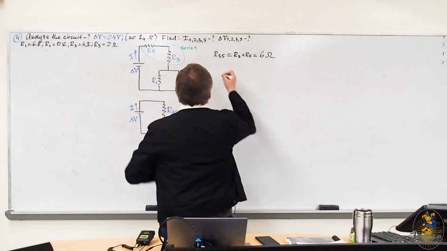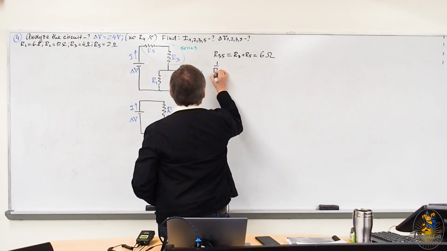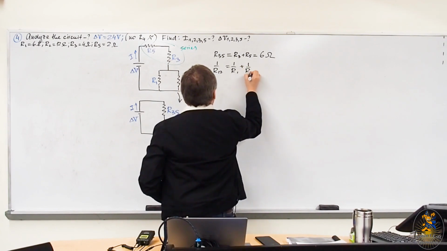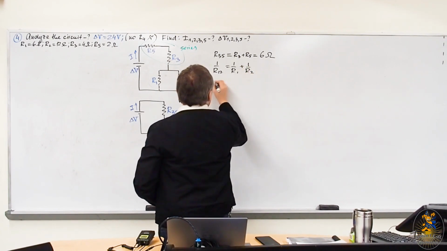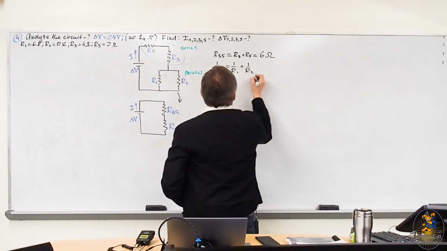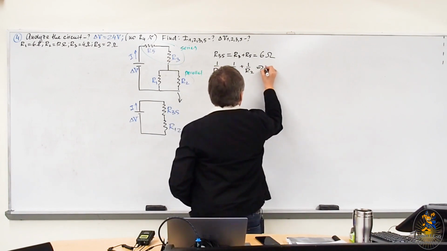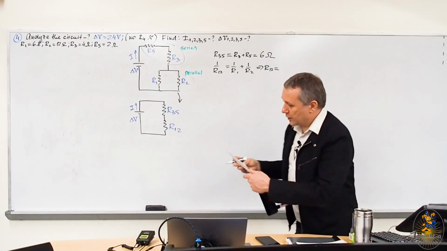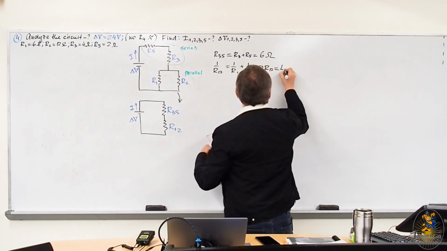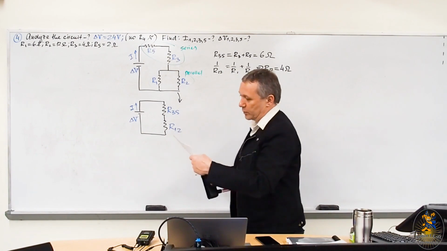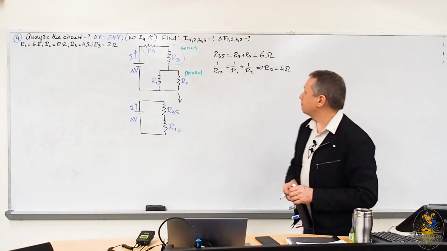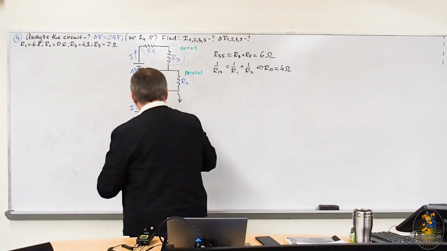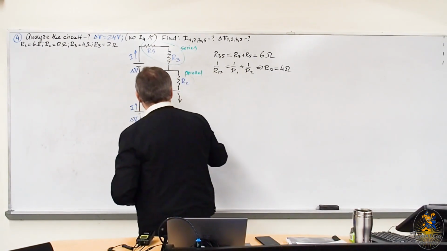Now in parallel, so 1 over R12 equals 1 over R1 plus 1 over R2. Of course, you can bring to the common denominator and calculate, but I will just write down the answer immediately. It will be 4 ohms, according to my notes. And obviously, these two now are connected in series.